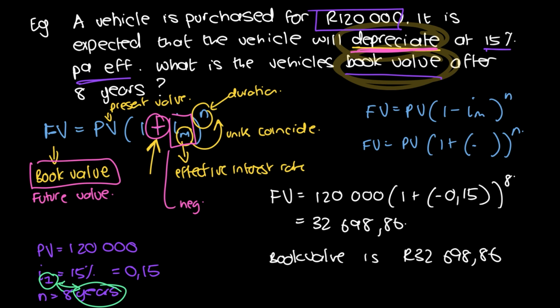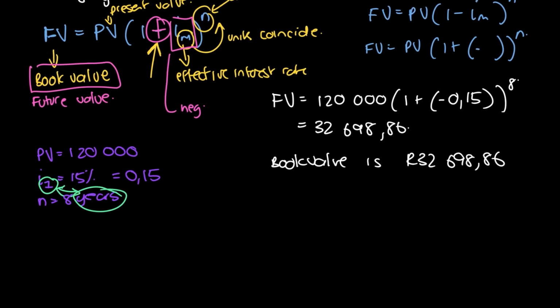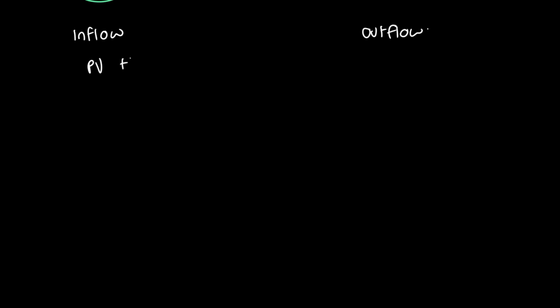Okay, now let's discuss the difference that we're going to need to approach with our financial calculator. So let's just create some space, a fresh page. Now remember, your financial calculator has inflow and outflow of money. And invariably, if your present value was positive, so an inflow of money, your future value would show up as negative, an outflow of money.